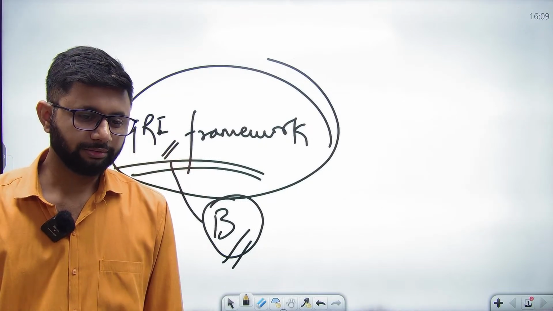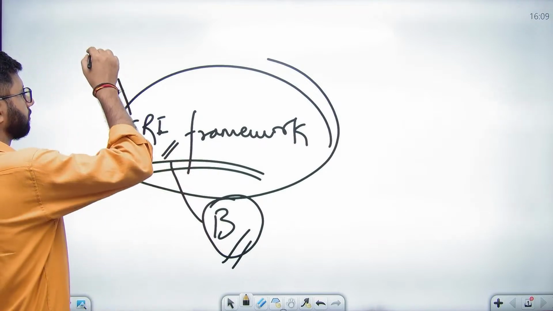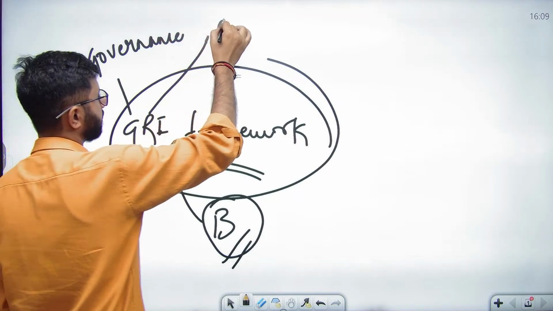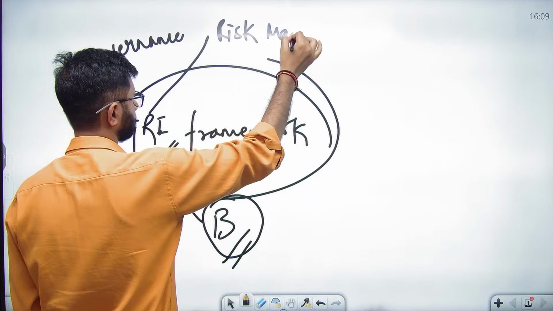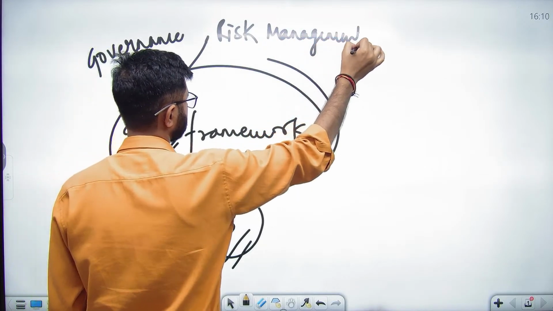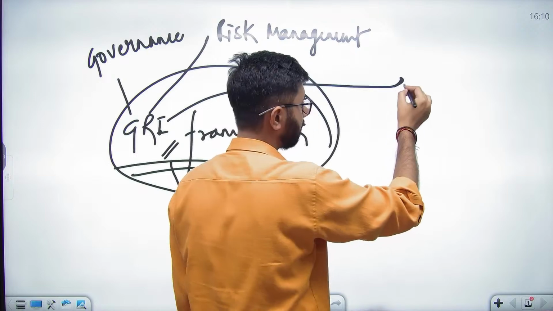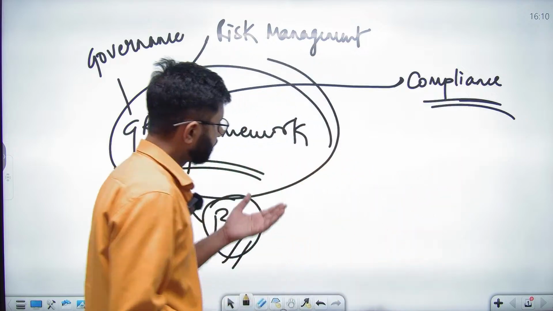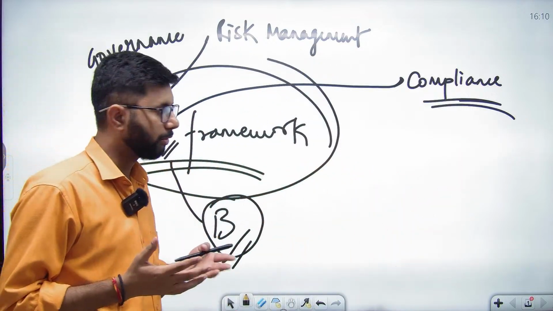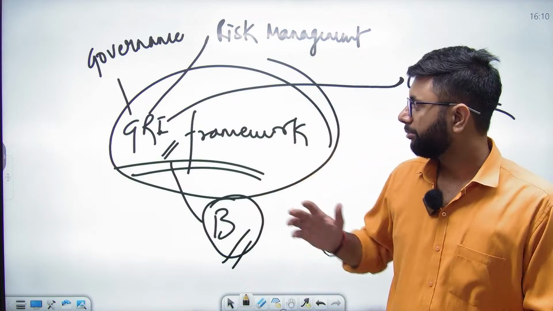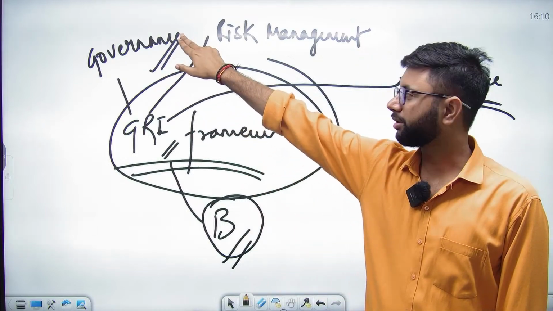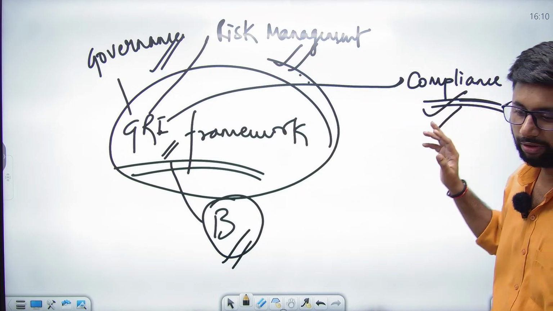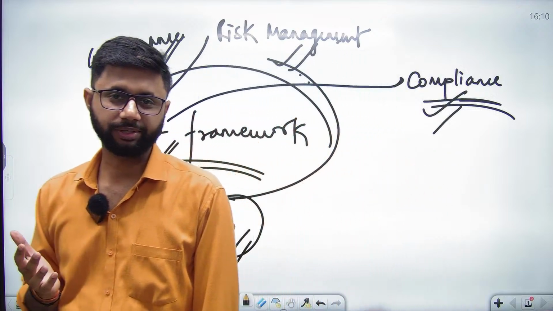So basically, G stands for governance. R stands for risk management. And C stands for compliance. So GRC framework is all about how we can make sure that our governance is going on effectively, our risk management is going on effectively, as well as our compliance is going on effectively. So these are the core aspects of GRC framework.